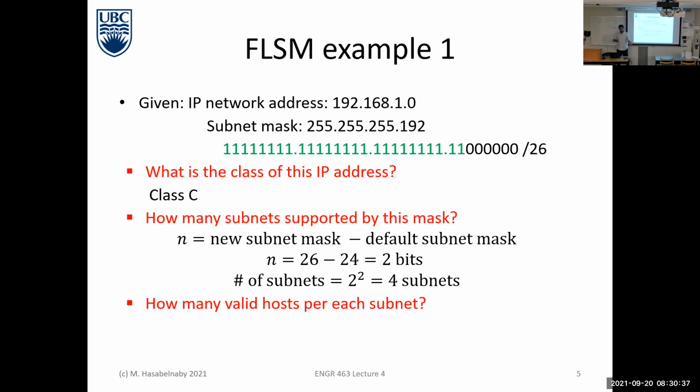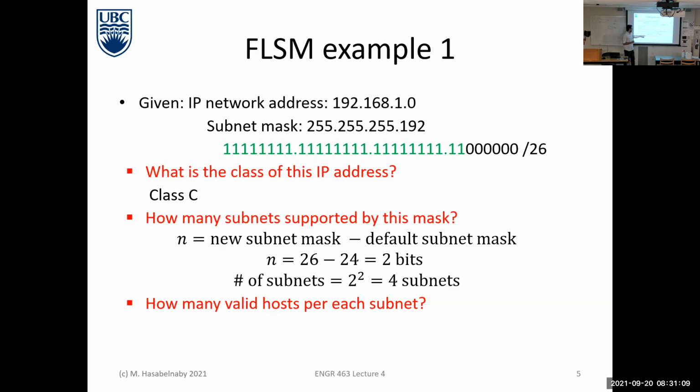Okay, approximately 4 networks. So how can we calculate it? You can calculate it this way: my new subnet mask is /26 and my default subnet mask is /24. So I changed only 2 bits in the default subnet mask. The number of subnetworks that I can serve is 2 power 2 bits, which equals 4 subnet networks.